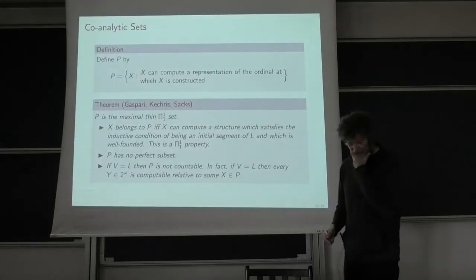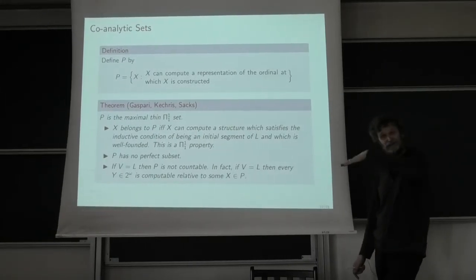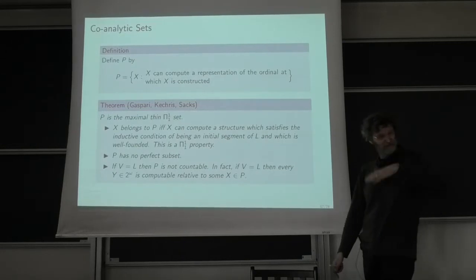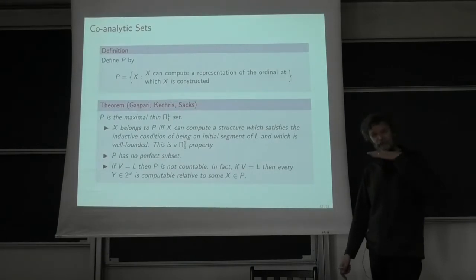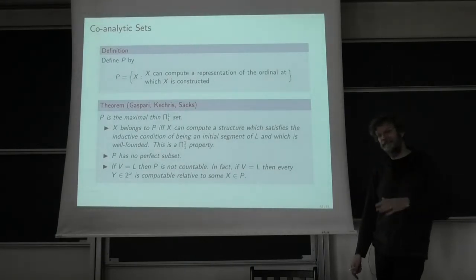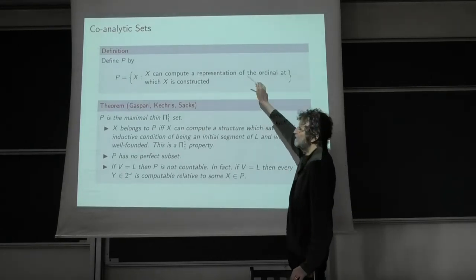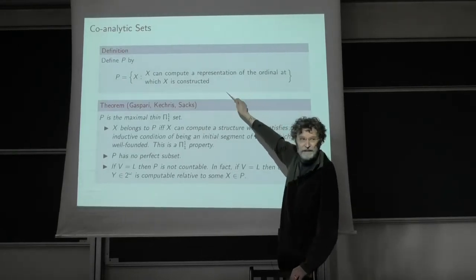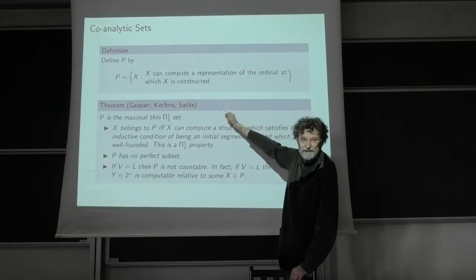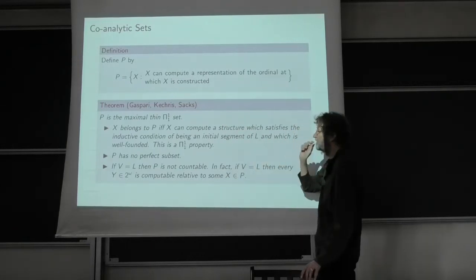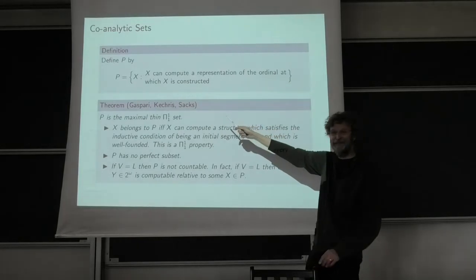But co-analytic sets, those are Π¹₁ sets. That's below the Σ¹₂. That's somehow a little bit below the radar of the well-ordering of the reals that you get inside L. Okay, so this is the set that we're going to look at. This is what's called the maximal thin Π¹₁ set. First let's say what the definition is, and then we'll say what maximal and thin mean.